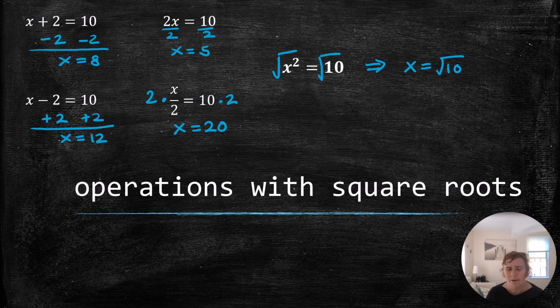It might be about 3 and a bit, but anything that we figure out with a calculator would be an approximation. This is an exact answer, the square root of 10, and we are going to learn how to operate with such expressions. So without further ado, let's get started.